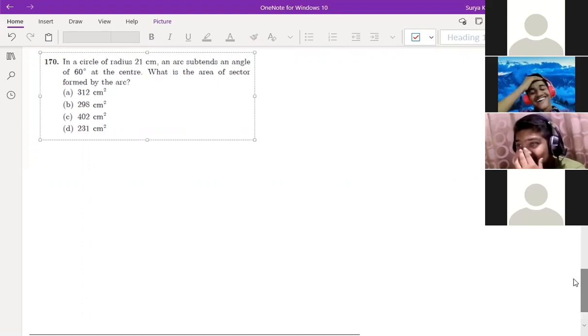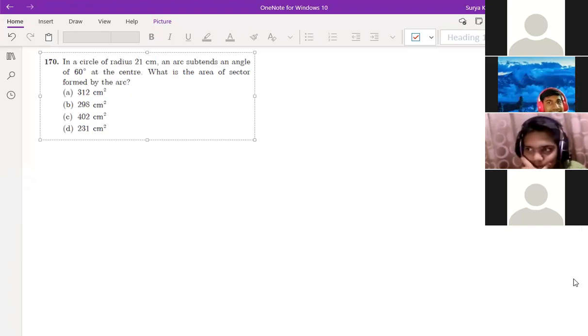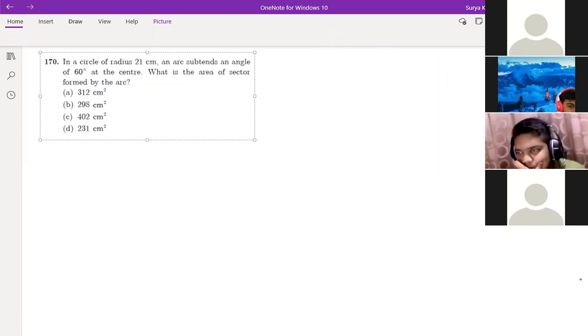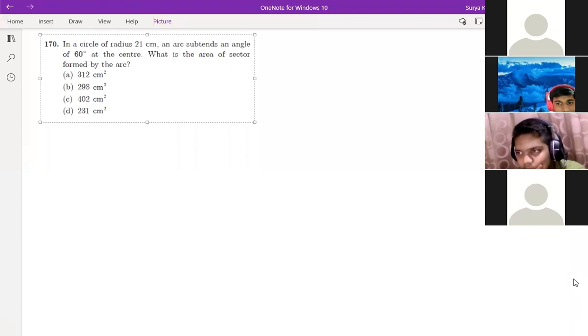See this question now. In a circle of radius 21 centimeter, an arc subtends an angle 60 degree at the center. What is the area of sector formed by the arc? So these all are easy questions. No need to solve, right? Simply use the formula.